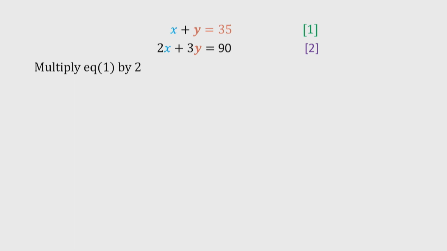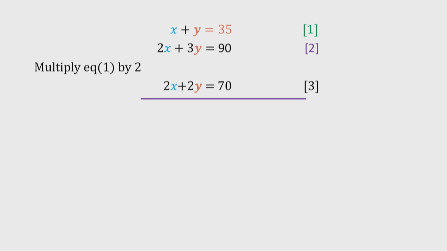I can see that the coefficient for x in equation 1 is 1. In equation 2, the coefficient is 2. If I look at the coefficient for y, in equation 1 it is 1, in equation 2 it is 3. So I do not have the same coefficient for x, I do not have the same coefficient for y. So I will multiply equation 1 by 2 to get 2x plus 2y equal to 70. And I call it equation 3.